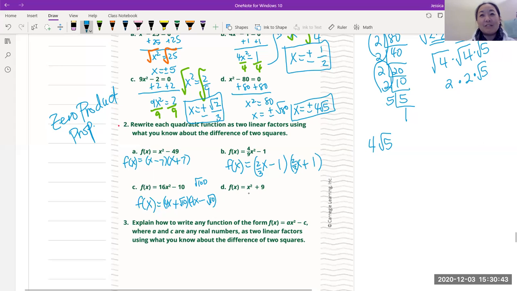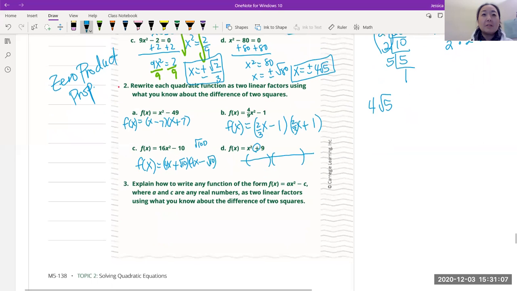All right. And then this one right here. Oh, this is not a difference. So we technically can't do this. So we're going to just leave this one blank. We'll talk about this in a bit, but later on, we will be able to do these ones, just not right now. Because this is not a difference of squares, right? This is a sum of squares, but there's no such thing as that for us right now.